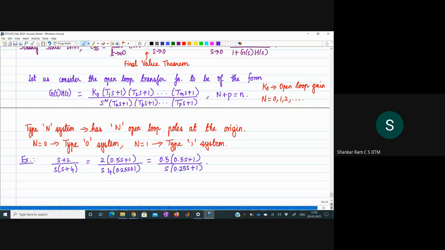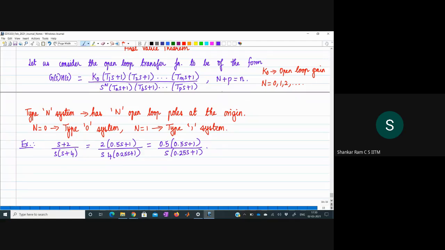So we can immediately observe that the value of capital N is 1, and we have written it in that form which we have considered. So it is possible to write it in that form. That's what I wanted to demonstrate, given any open loop transfer function.